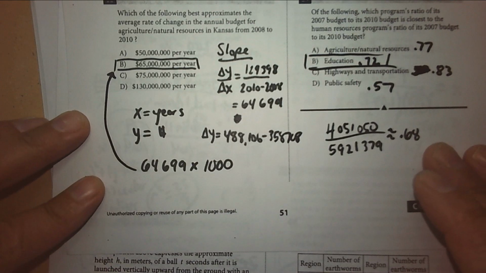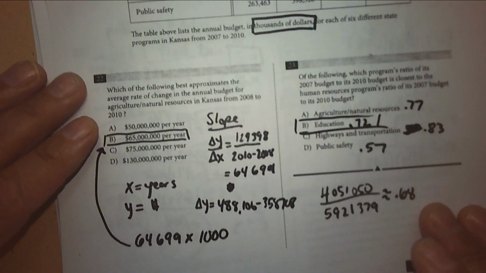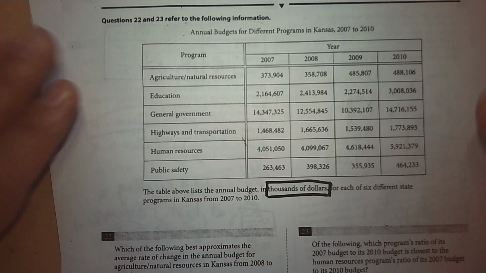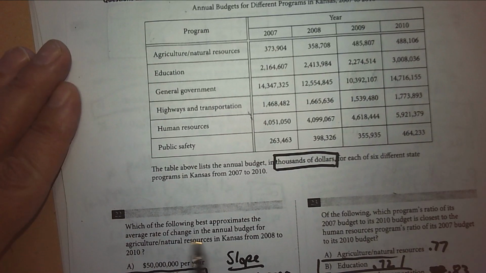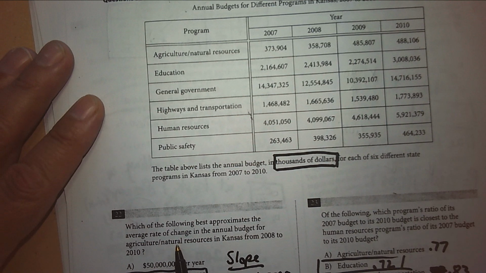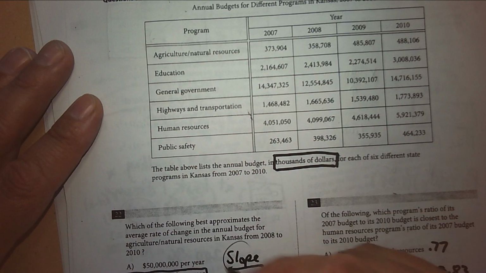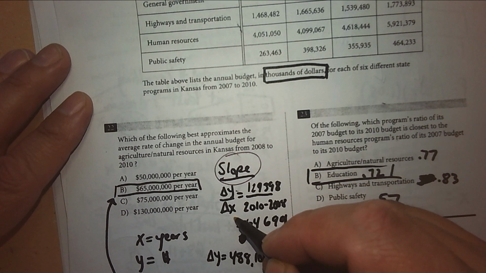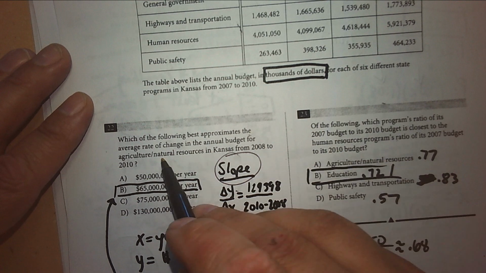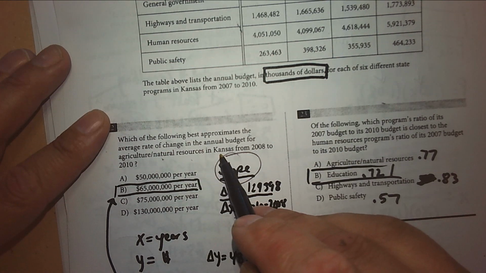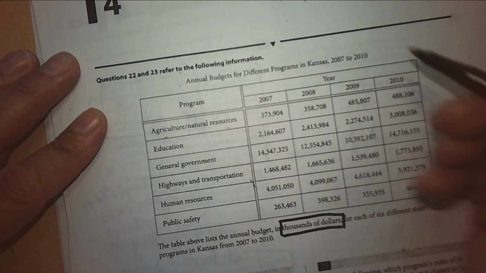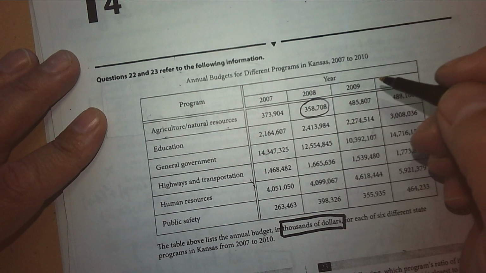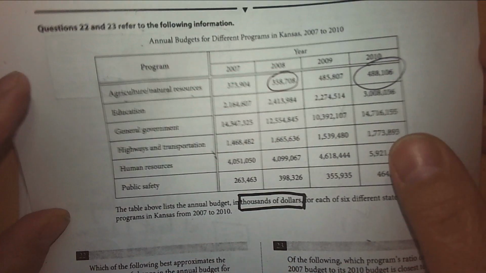22. You have a huge chart with a lot of data. It says, which of the following best approximates the average rate of change? What does that word mean, average rate of change? That word means slope, which is the change in Y over the change in X. For agriculture, natural resources in Kansas, from 2008 to 2010. How do you find slope?